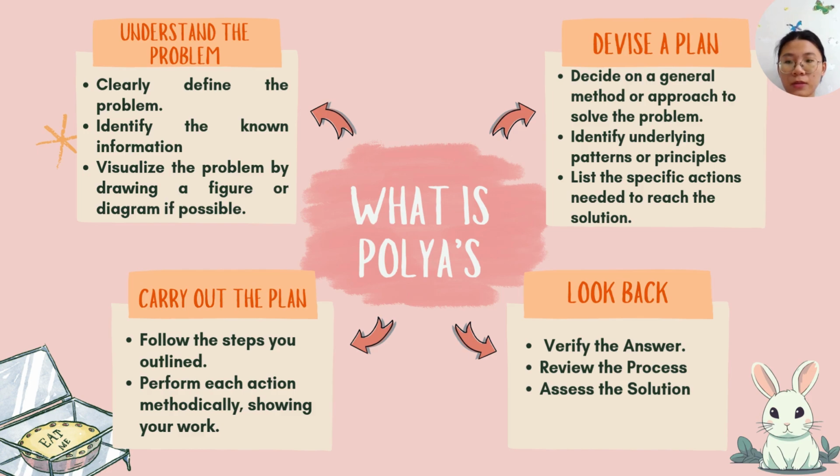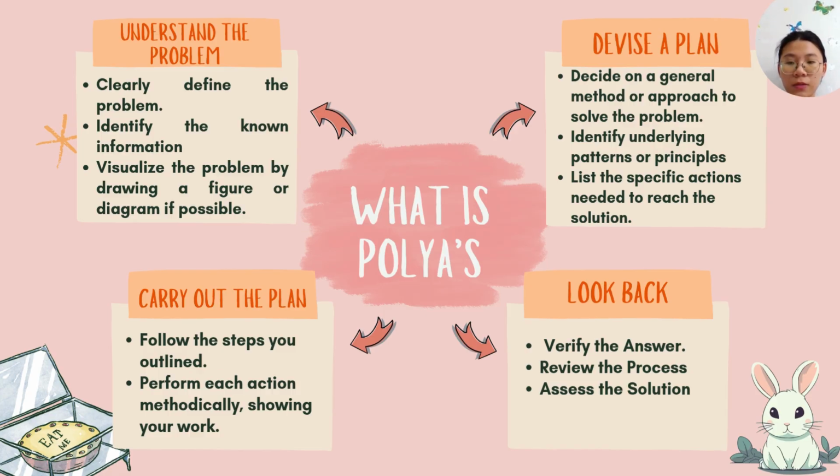The first step is to understand the problem. This means taking the time to clearly define what the problem is asking. You should identify the known information, which is what is given and what needs to be found. If possible, try to visualize the problem by drawing a figure or diagram. This will help you to see the relationships and details more clearly before jumping into solving.